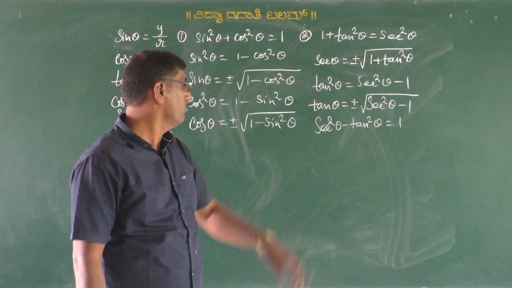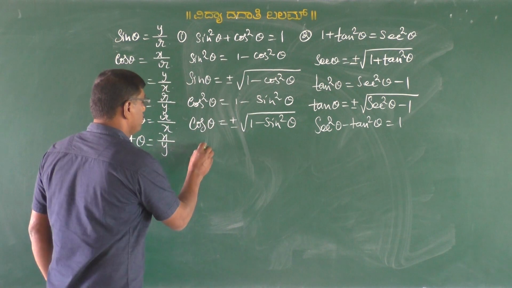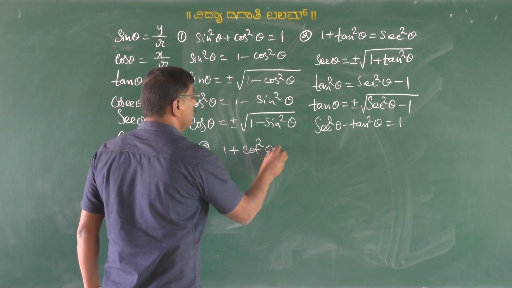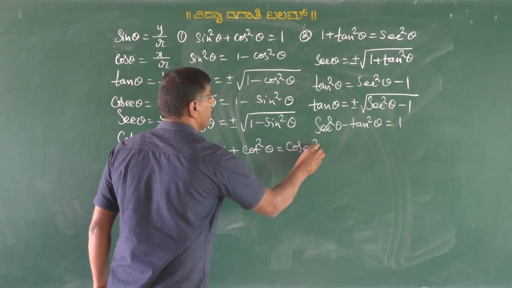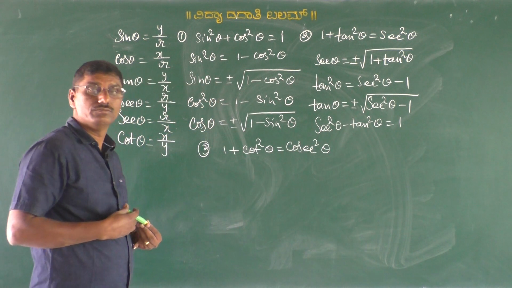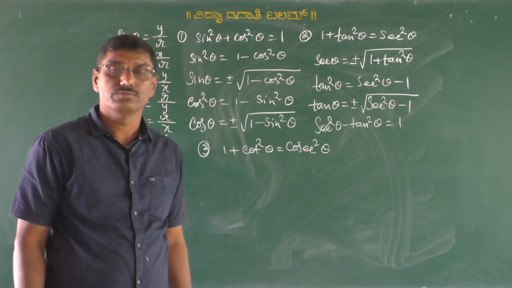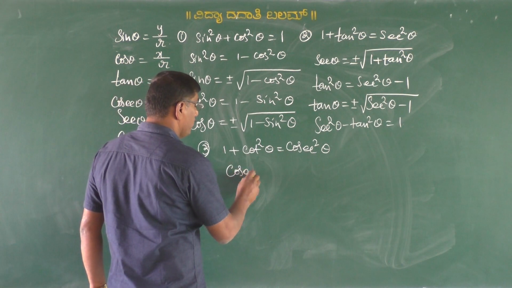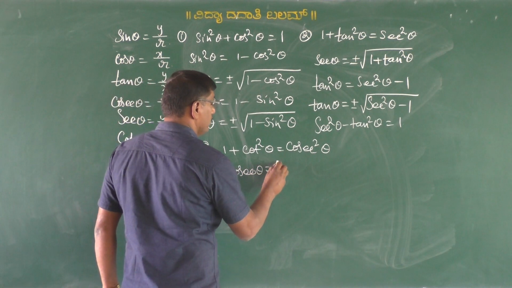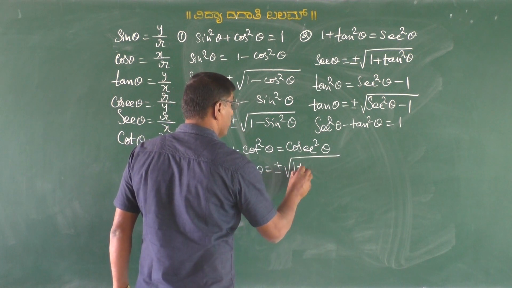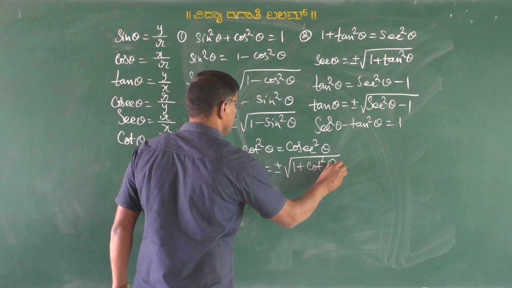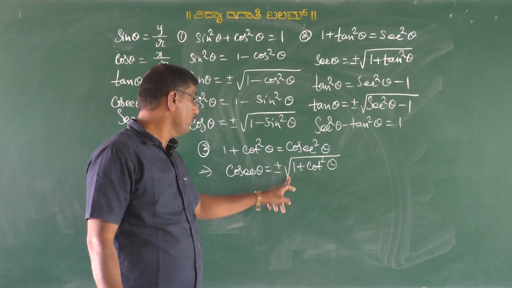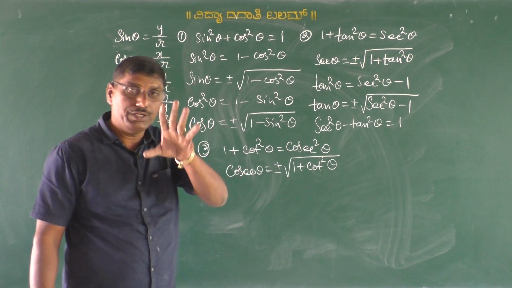That is the second one. The third one, my dear students, 1 plus cot square theta is equal to cosecant square theta. From this, cosecant theta is equal to plus or minus root of 1 plus cot square theta.